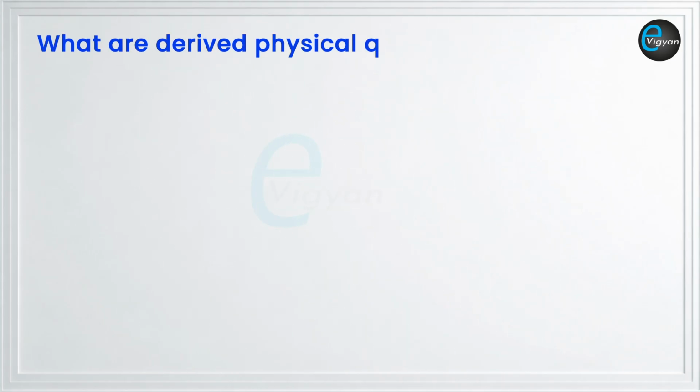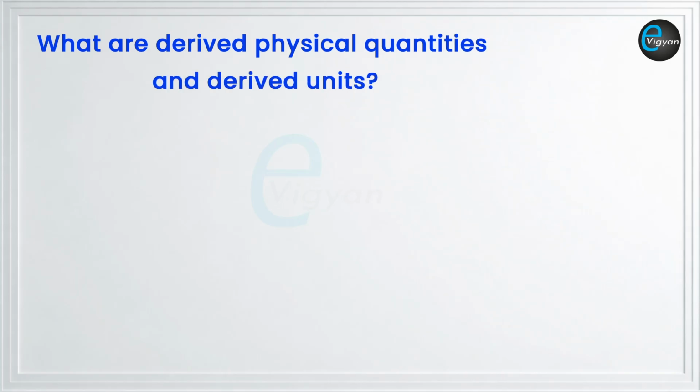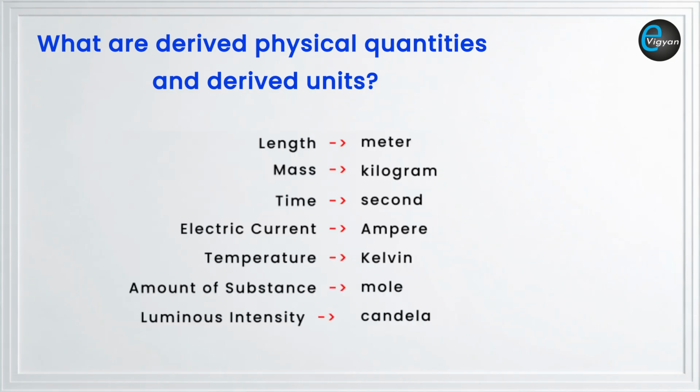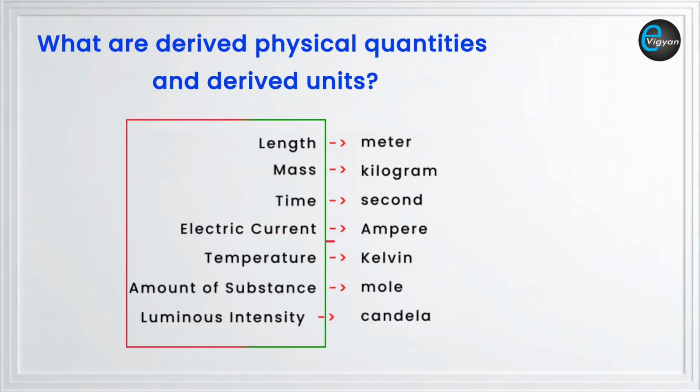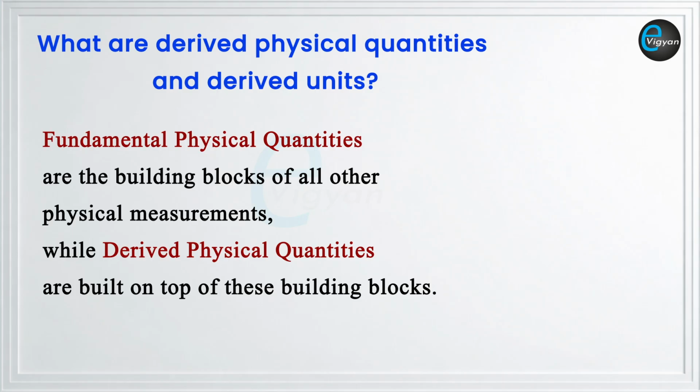What are derived physical quantities and derived units? Derived physical quantities are physical measurements that are defined in terms of one or more fundamental physical quantities. We have just discussed the 7 fundamental physical quantities. Those are length, mass, time, electric current, temperature, amount of substance, and luminous intensity. So fundamental physical quantities are the building blocks of all other physical measurements, while derived physical quantities are built on top of these building blocks.